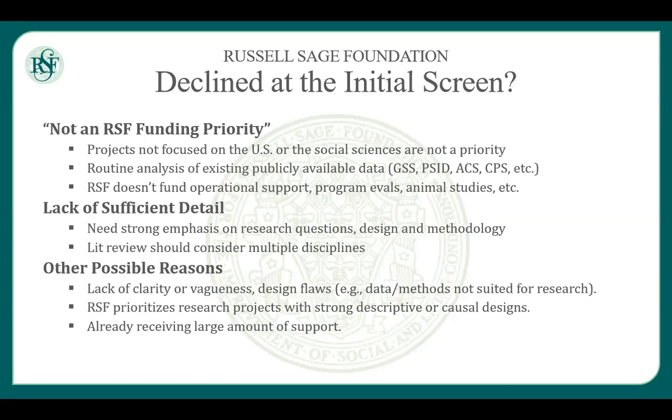Some other possible reasons include a lack of clarity or vagueness in your research design and your narrative. We want to make sure that the data and the methods that you're outlining in your proposal are suitable for the research that you're hoping to carry out. Similarly, we want you to include a very strong descriptive or causal design. If your project is making a causal claim, we want it to be designed in such a way that it can actually answer the questions that you're trying to pose.